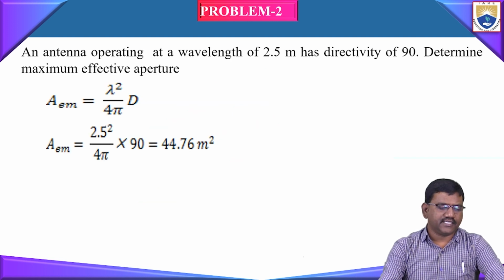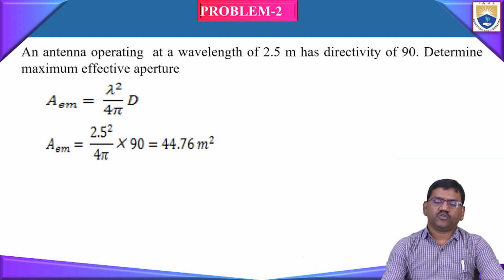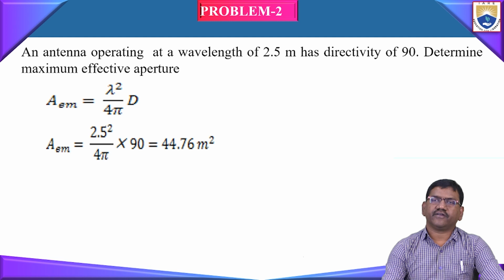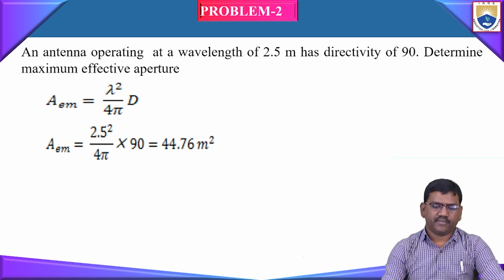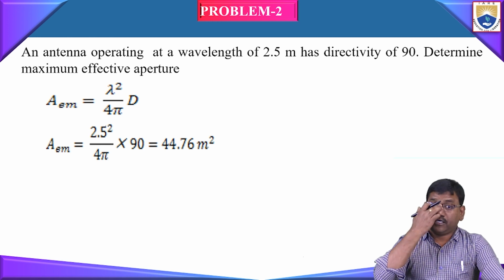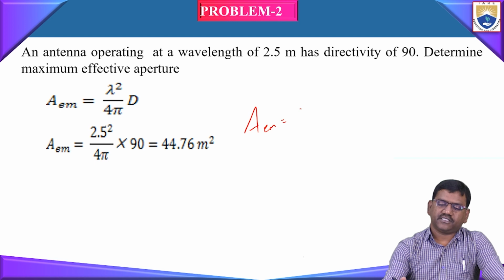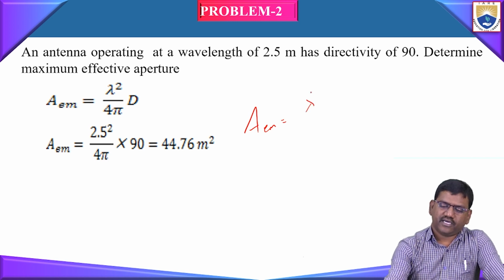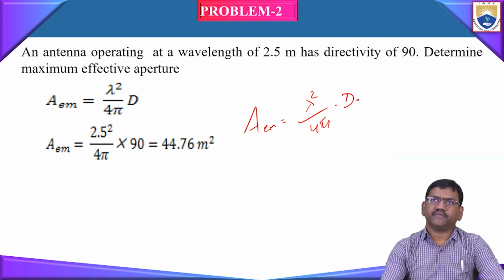So let us come to the second problem here. An antenna operating at a wavelength of 2.5 meters has a directivity of 90. Determine the maximum effective aperture. The maximum effective aperture is given by A e is equal to lambda square by 4 pi into directivity. So this is the relationship between the directivity and the effective aperture.